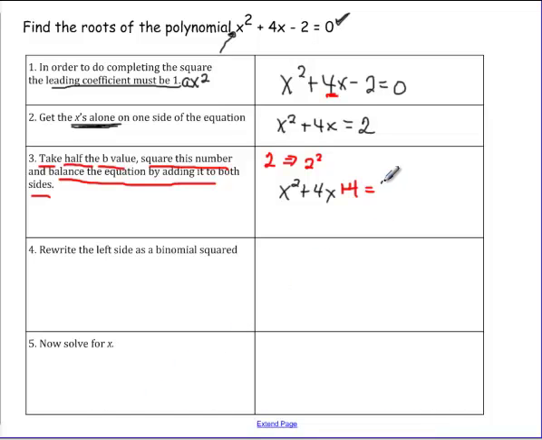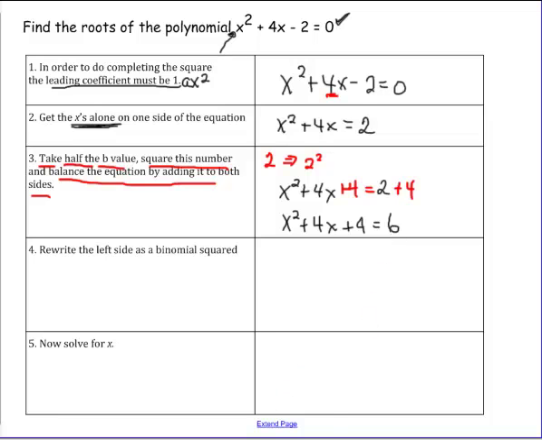And I'm going to add the 4 onto the other side. There, I balanced it by giving it the same to both sides. Okay, I'm going to clean that up now. So I get x squared plus 4x plus 4 equals 6. Now, if you don't realize it, that's where you completed the square.